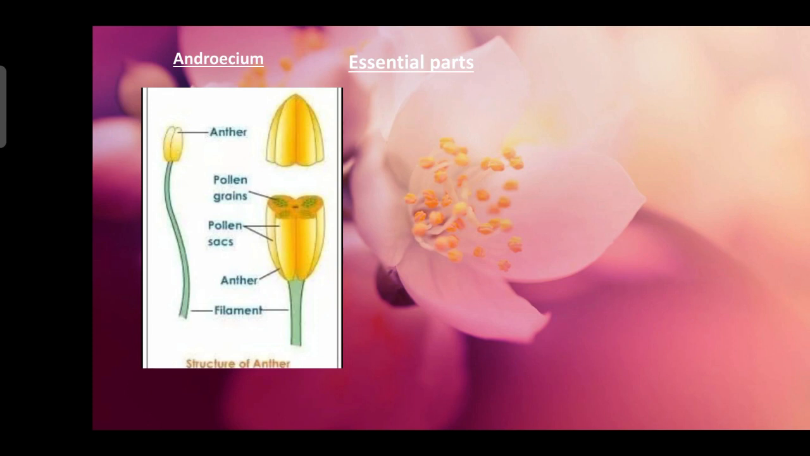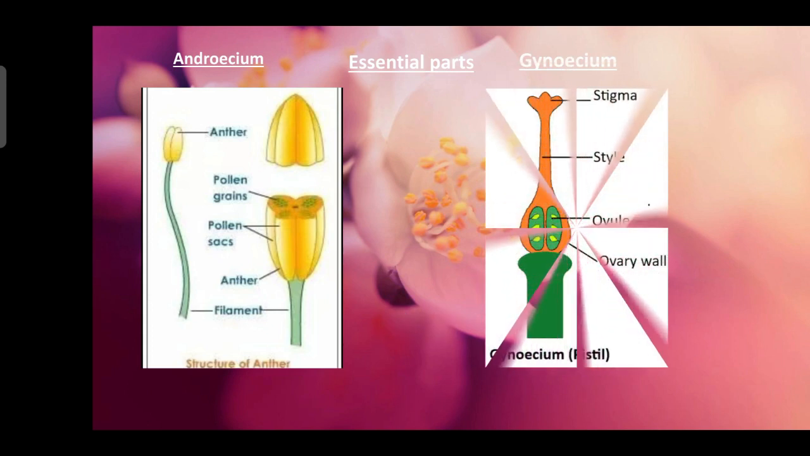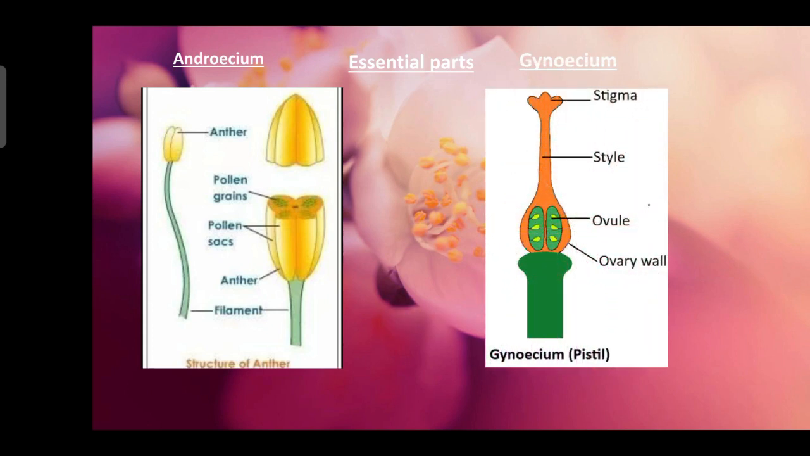Okay, so androecium is also called the stamen. It represents the male part of the flower. It has two parts here, a long filament and a bilobed anther. Second, it is the gynoecium part. Gynoecium can also be called the pistil or carpel. It represents the female part of the flower. It has three parts: ovary, style and stigma.